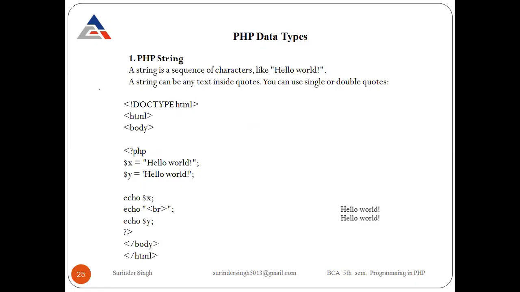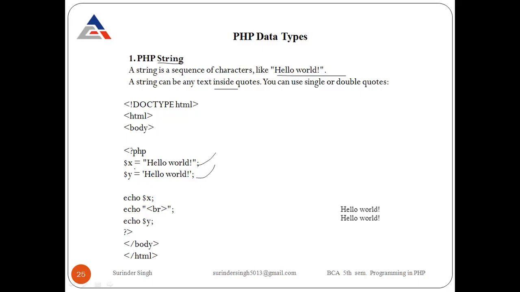Now, first is string. A string is a sequence of characters. Clear? A string can be any text inside quotes. You can use single or double quotes. By using single or double quotes, you can write a string.